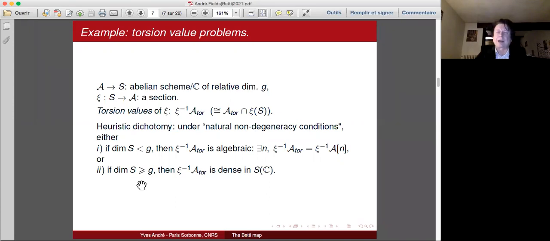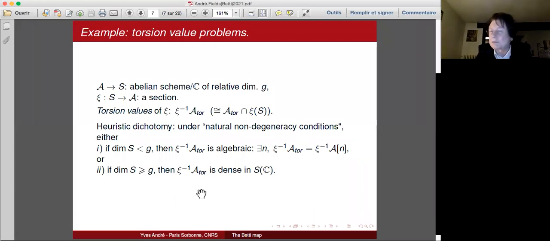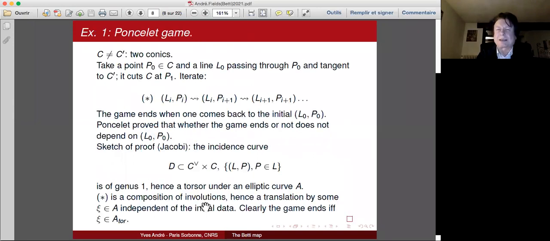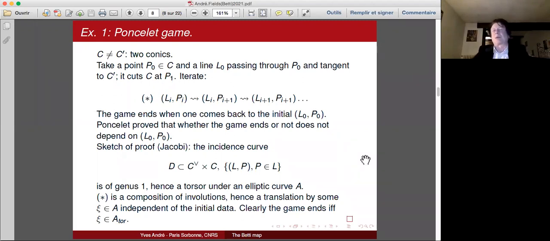This is a very sharp dichotomy, which is typical of the field of unlikely intersection and which has little to do with standard algebraic geometry. The point is that A tor, the torsion, is a countable union of algebraic subvarieties. So let me give some very concrete illustrations of this problematic, maybe three examples. The first one is very classical.